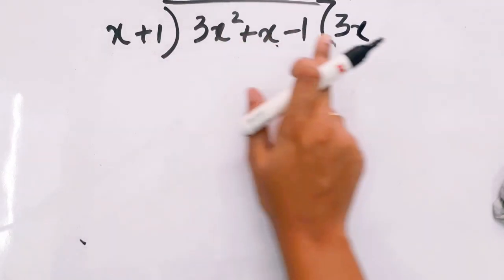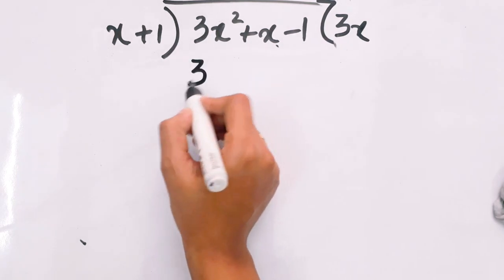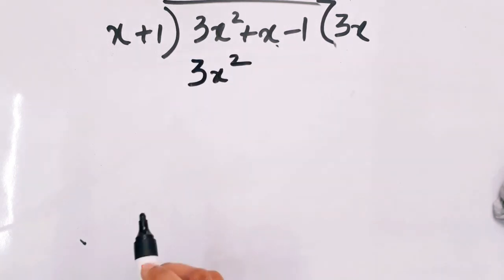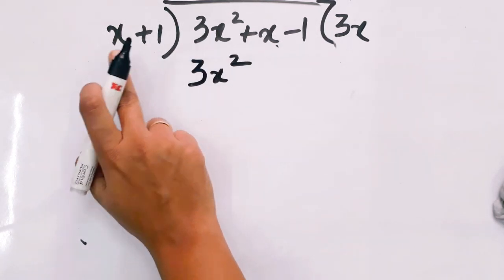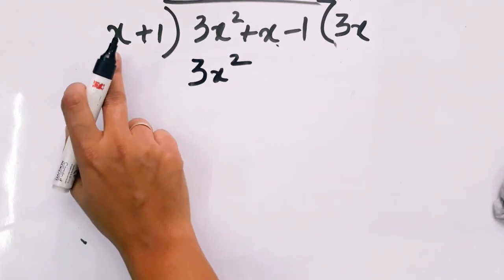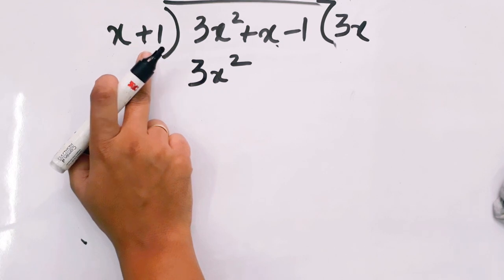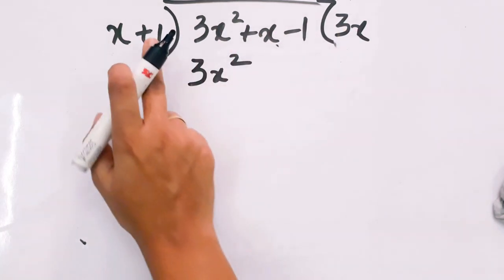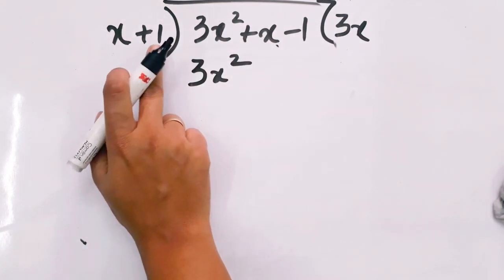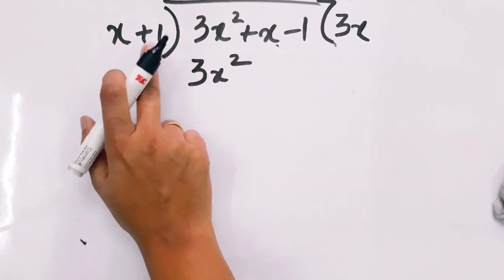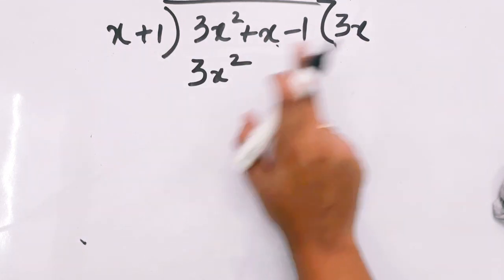So x into 3x will give me 3x square, right? Now plus 1. Always what happens, people multiply only this one, they forget about this. So you have to multiply even this number with this one, or whatever you have here, the next followed by x. You have to always multiply even this with the first term of the quotient.